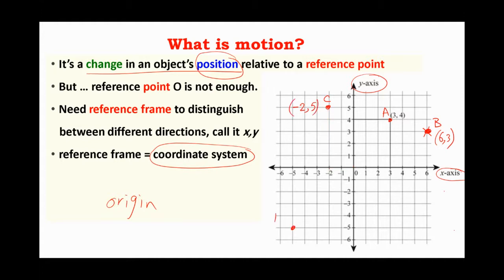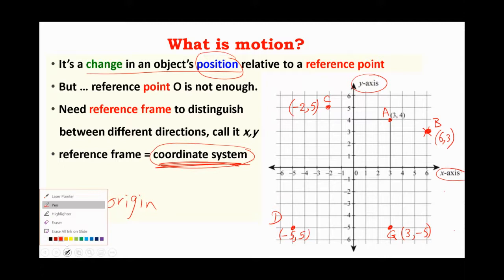Let's go to point D, for example. The x is negative 5 and the y is also negative 5. So negative 5 and negative 5. Let's go here, for example, point G. x is 3 and y is negative 5. So 3 and negative 5. So these are the coordinates of some points in this coordinate system.